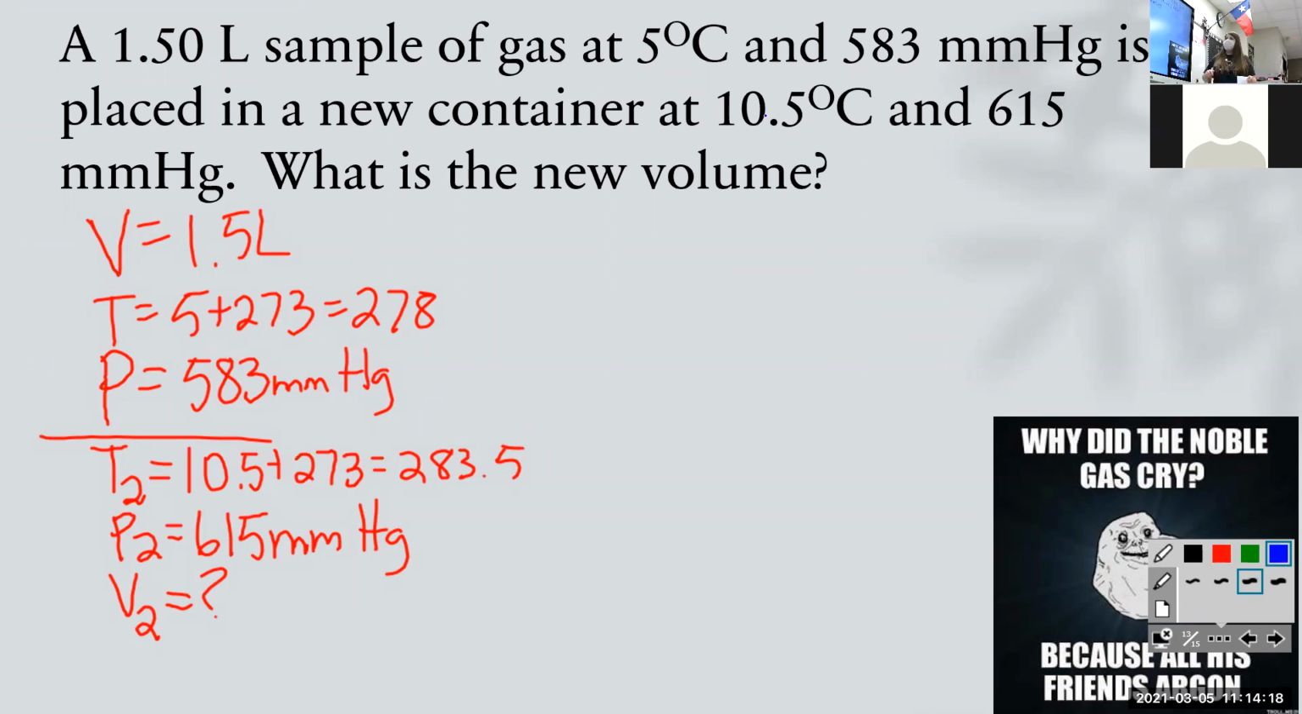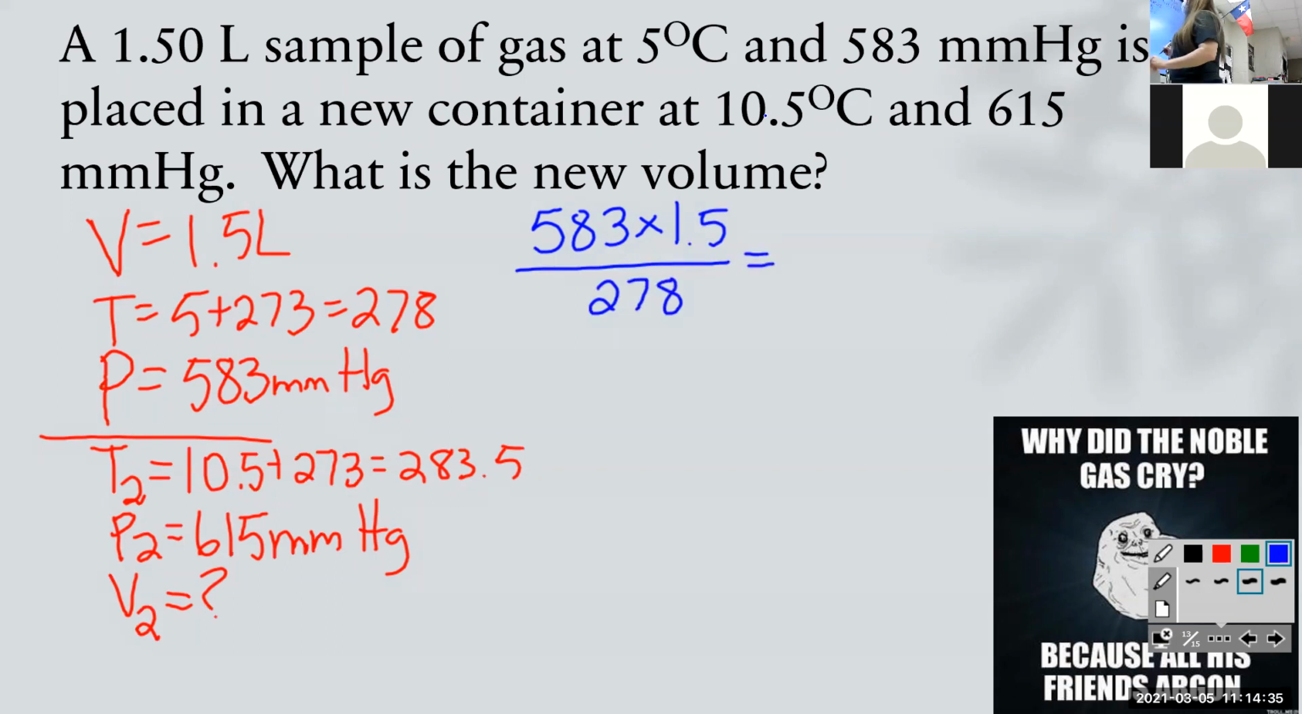So P1 is 583, and just check your units. Everything's going to check out; I'm not going to do that to y'all. So pressure is 583. Volume was 1.5. Our initial temperature was 278. Our second pressure was 615. Our second volume is what we're solving for. And our second temperature was 283.5. So we get to fill that in.